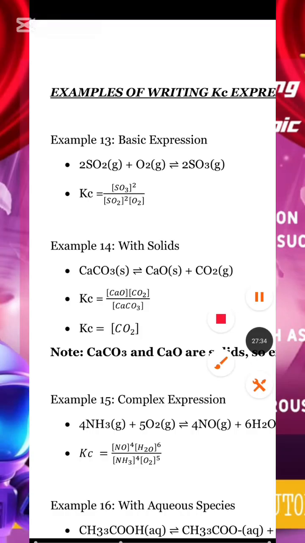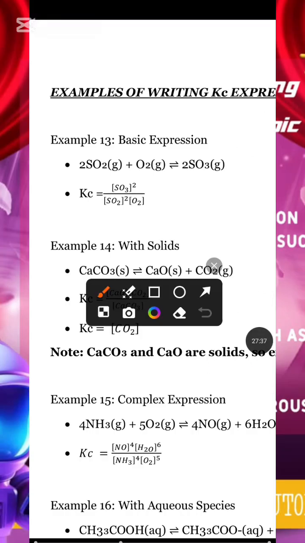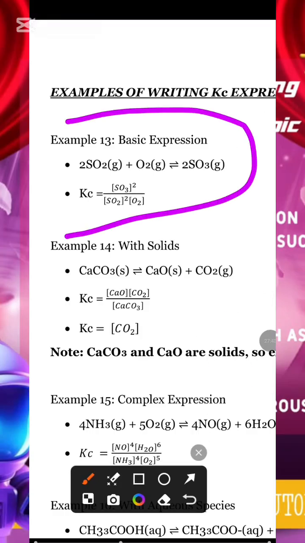Now this is example 13. Observe this particular equation. You can see that they are all gases. Please take note, before you write the equilibrium constant of any reversible reaction, you must first check their states. Make sure they are either gases or aqueous. If you see any solid, assume you didn't see it. If you see any liquid, assume you didn't see it. Just work with the gases and the aqueous.